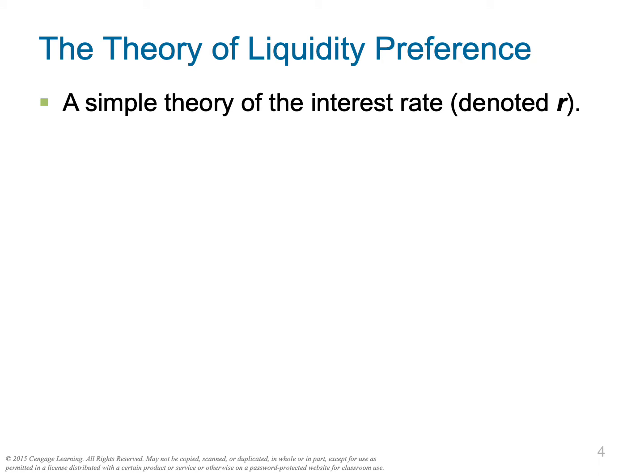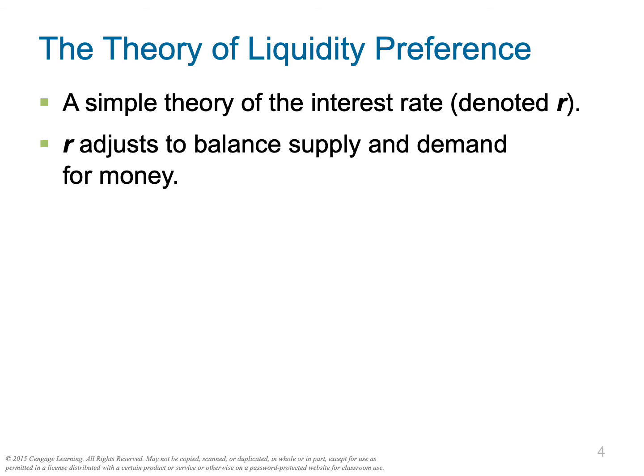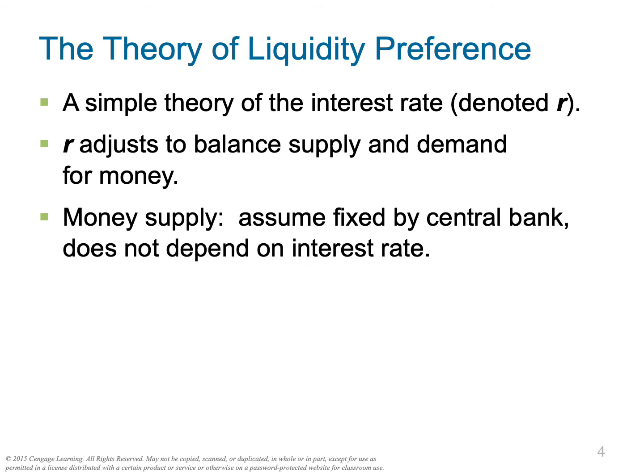Okay, so we're using a model called the theory of liquidity preference. This is a basic, simple theory of how the interest rate is determined, which we will denote R for interest rate. In this model, the interest rate adjusts to balance the supply and demand for money. Now, where does this money supply come from? Well, that comes from the central bank. They decide what the money supply is going to be, and it does not depend on the interest rate. And so we're going to assume that it's simply fixed by the central bank, and therefore in our graph, the supply of money is going to be a vertical line.